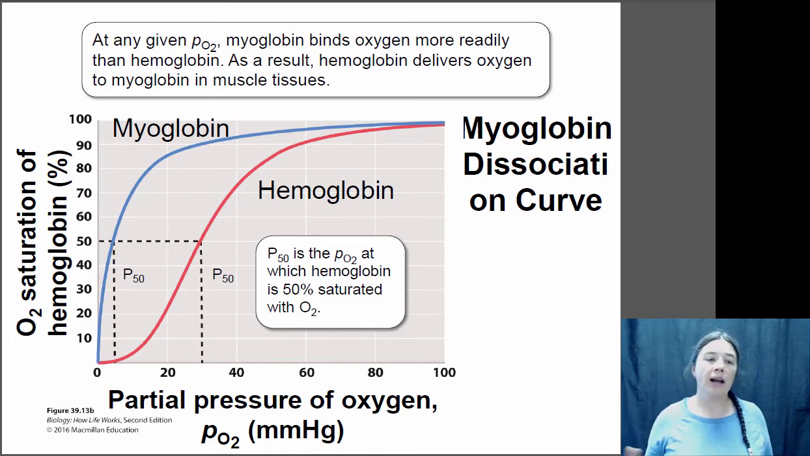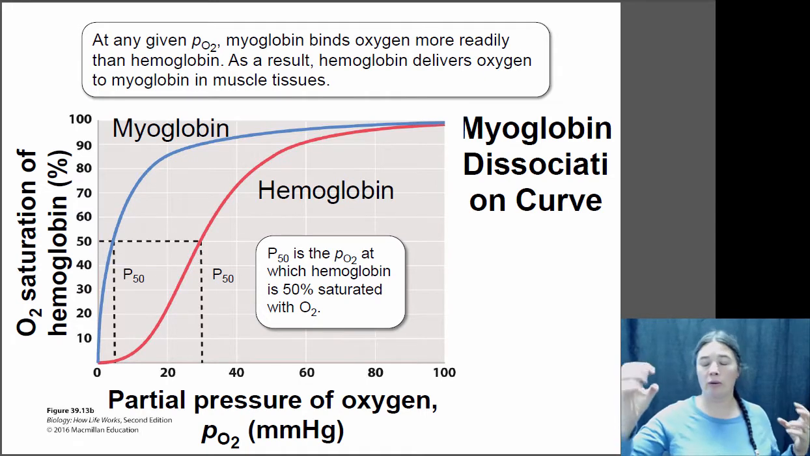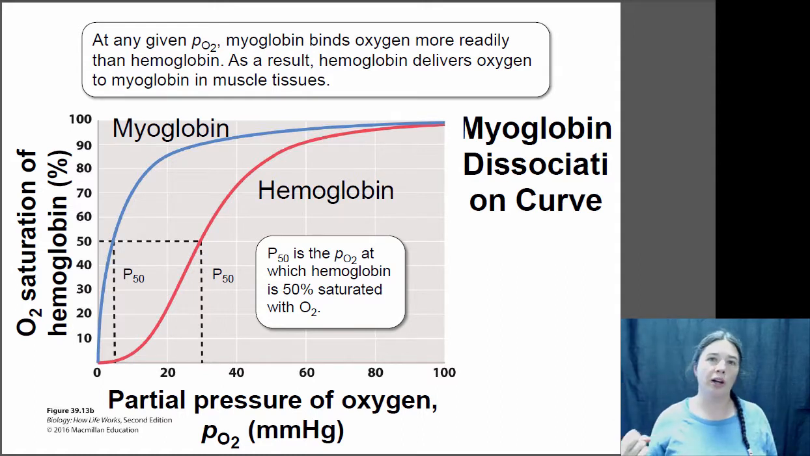And myoglobin actually binds even more tightly to oxygen than hemoglobin does. So when the blood vessels are passing through the muscles, that myoglobin is going to have a really strong affinity for that oxygen. It's going to grab it off the hemoglobin and basically hold on to it.